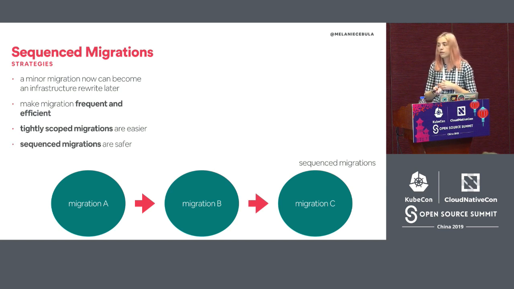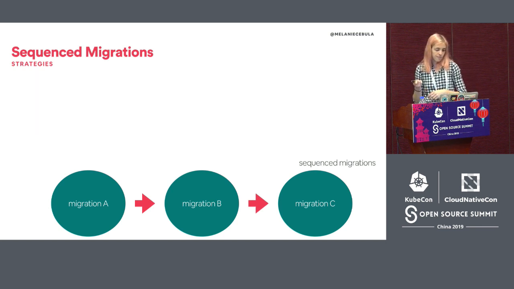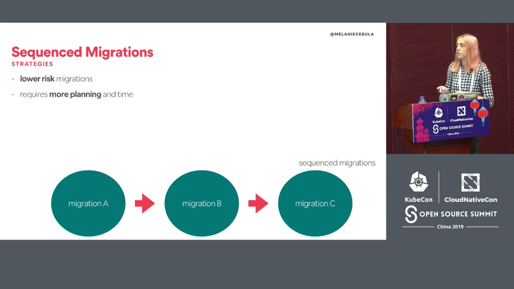And then finally, sequenced migrations are a lot safer. If you have all these migrations running at the same time, there's a lot more risk and different edge cases. So yeah, strategies: lower risk migrations, and it requires more planning and time to get to this state.